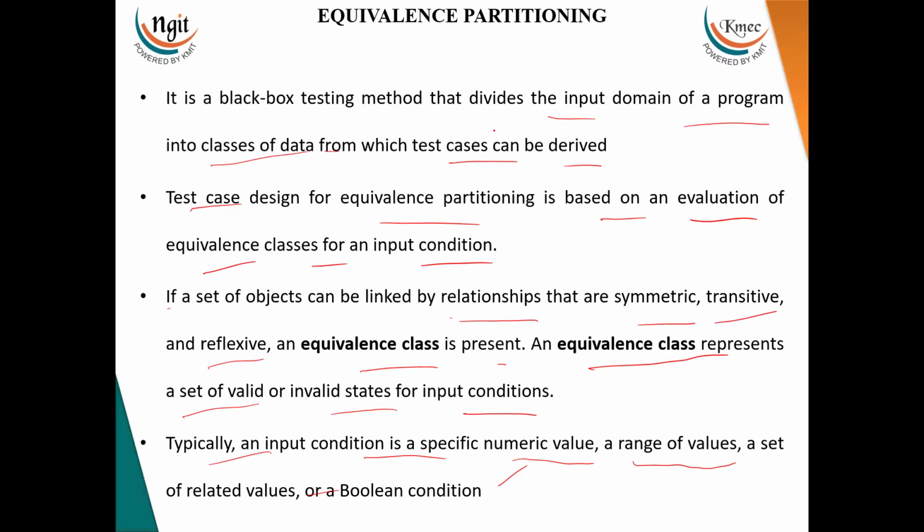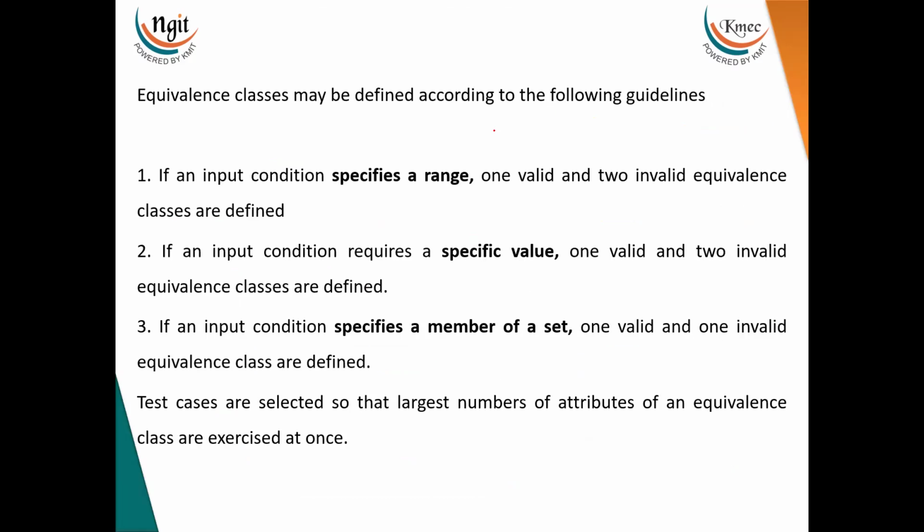Got it? So that is equivalence partitioning. Next, equivalence classes may be defined according to the following guidelines. If an input condition specifies a range, one valid and two invalid equivalence classes. Just now I told you, right?